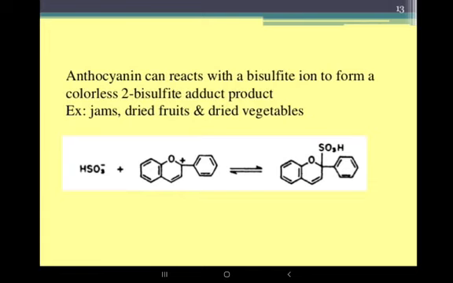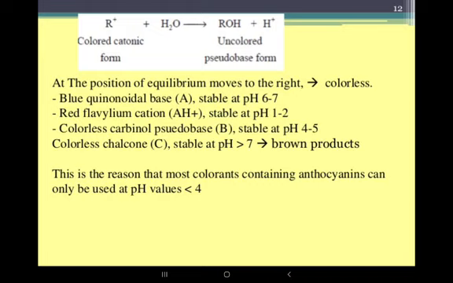So the above reaction, the colored cationic form, when added with water, gives the uncolored pseudobase form, which means the position of equilibrium moves to the right, which is colorless. The blue quinoidal base is stable at a pH level of 6 to 7. The red flavylium cation, which means AH+, is stable at a pH level of 1 to 2.